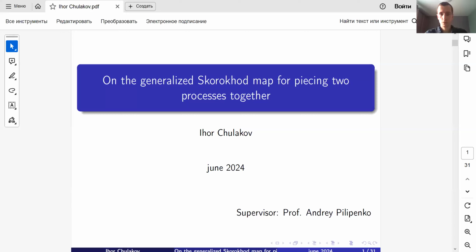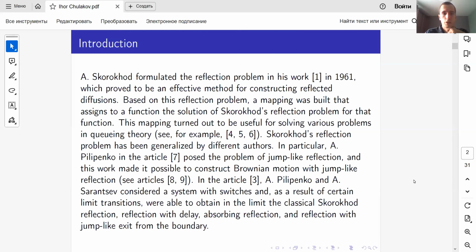Okay. Good evening, everyone. So here you can see the topic of my talk. Andrey Volodymyrovich Skorokhod formulated the reflection problem in his work in 1961, which proved to be an effective method for constructing reflected diffusions. Based on this reflection problem, a mapping was built that assigns to a function the solution of Skorokhod's reflection problem for that function. This mapping turned out to be useful for solving various problems in queue theory.